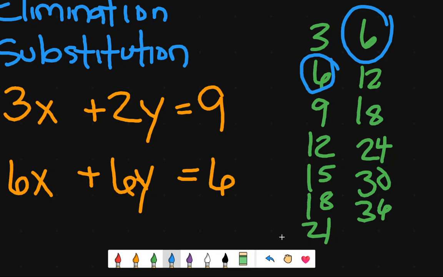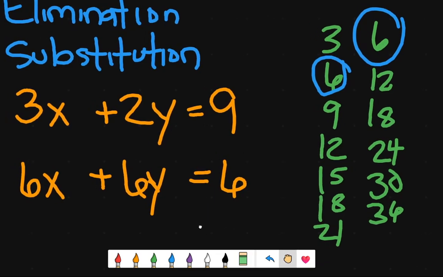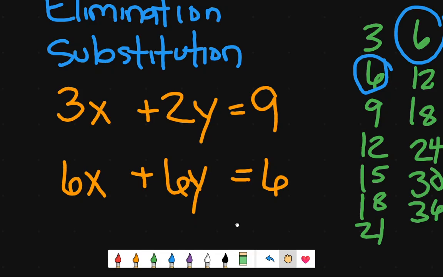The way that we need to do this is we have to change this 3x right here. This 3x, we're going to change to a negative 6x, and the process of doing that is to multiply. We have to multiply that 3x times some number to get a negative 6x.